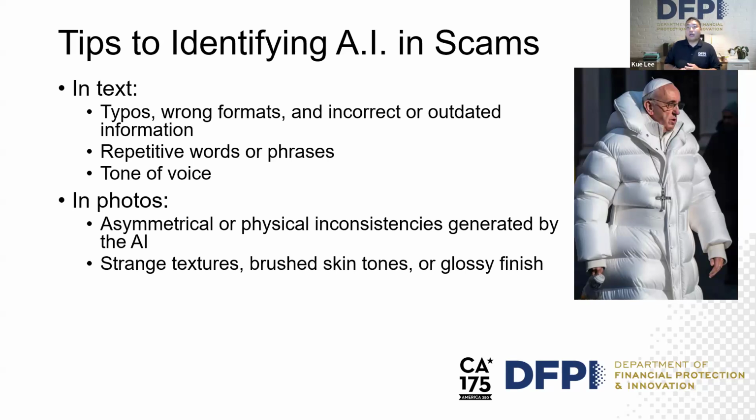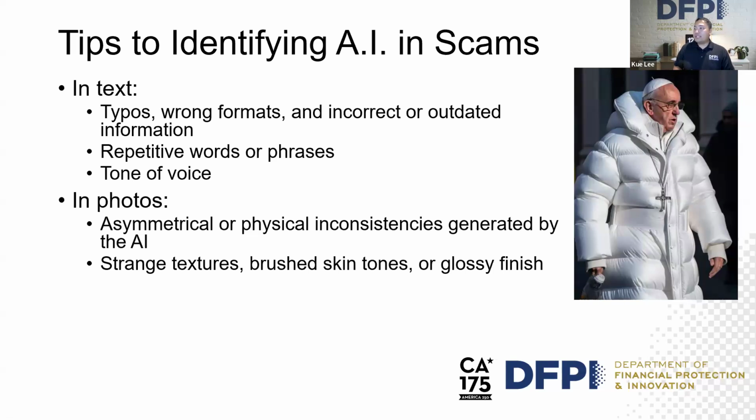In photos, one of the things you want to look for is asymmetrical or physical inconsistencies generated by the AI. Some examples are strange textures, brushed skin tones, or a glossy finish. I will say, again, AI is getting really good, and it's getting harder to detect. The example I share here is actually an AI-generated photo, by the way, of Pope Francis, the previous Pope Francis.